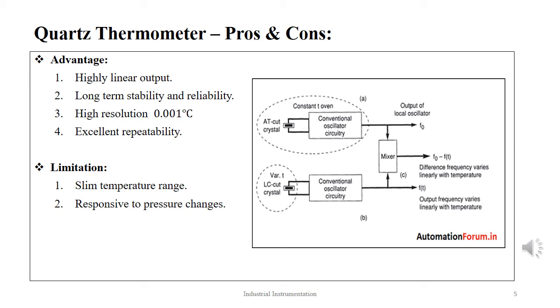The advantages of the quartz thermometer are that the output is highly linear in nature. The device provides very long-term stability and reliability. The device has excellent repeatability with very high accuracy, resolution and sensitivity. The limitations of this thermometer are that it has a slim temperature measurement range. The output gets influenced by changes in the ambient pressure.